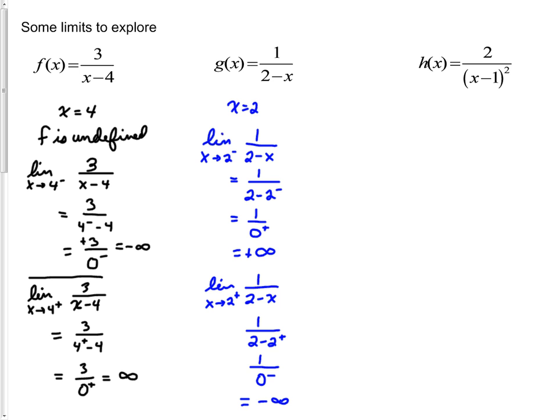All right, one more to look at right here, and that's our function h of x. This time, we've got a slightly different thing happening. We've got x minus 1 in the denominator, so we want to look at what happens near x equals 1, but this time, we've got a square. How will that affect things? Well, in this case, we're going to be taking our limit as x approaches 1 from the left of 2 over the quantity x minus 1 squared.